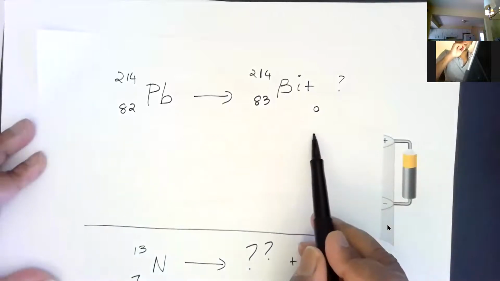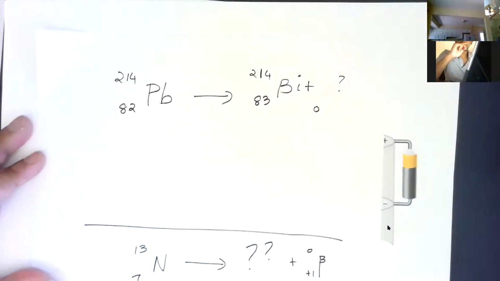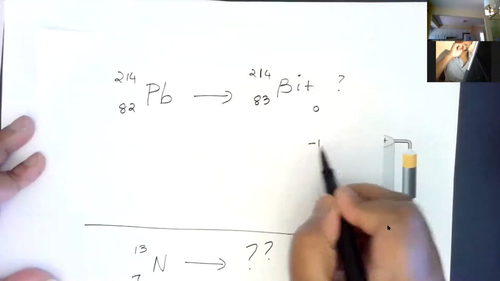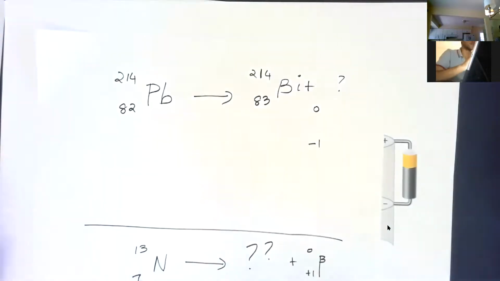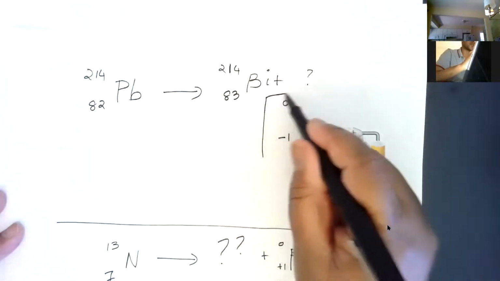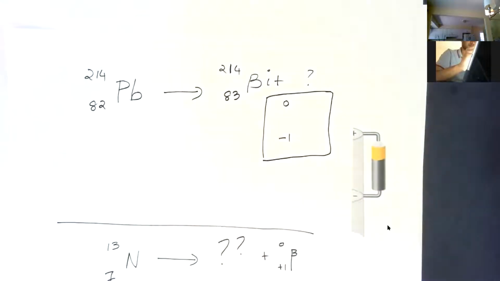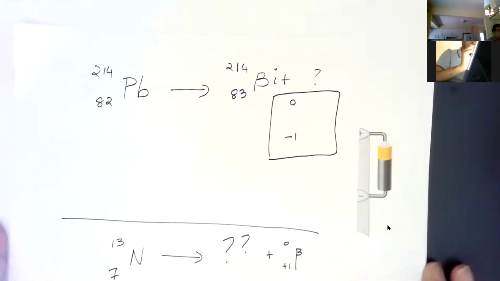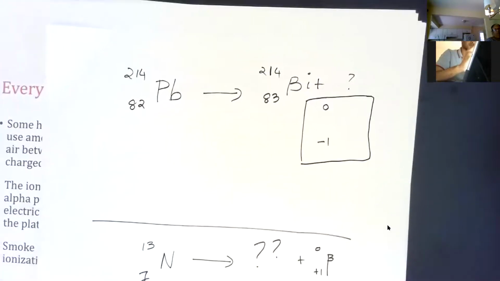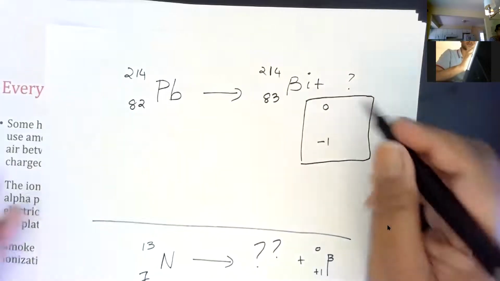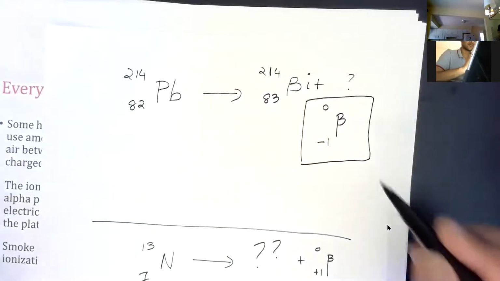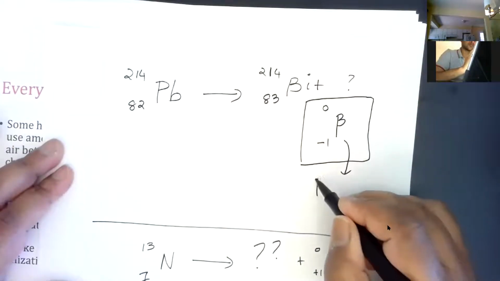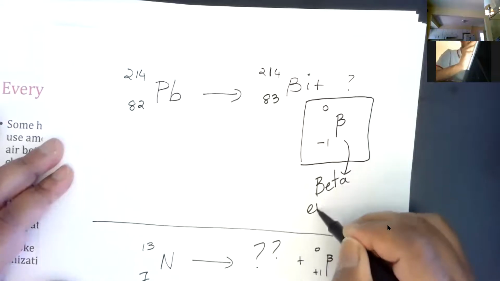Yeah, but what will you put here to balance it? -1. See, if you put a +1 here, 1 and 83 becomes 84. Oh, okay. Yes, ma'am. And what is that particle that is -1 and 0? Beta. Yeah. Beta particle. You have to start memorizing these as we do it. Okay, so then this is beta emission.